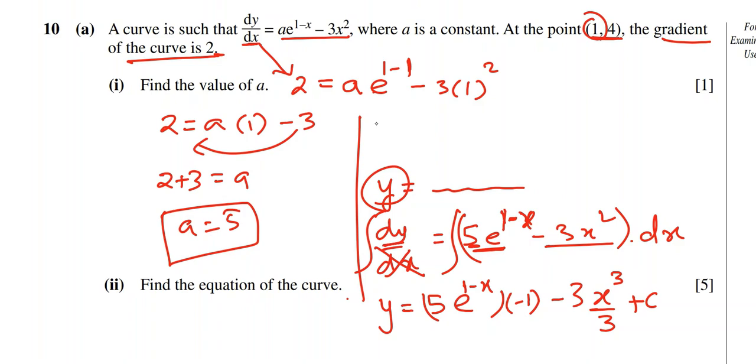So now we have to find the value of c. Without finding the value of c, the equation of the curve is not complete. And this point (1,4) will help us to do that. Y is 4, x is 1. Let's do that one.